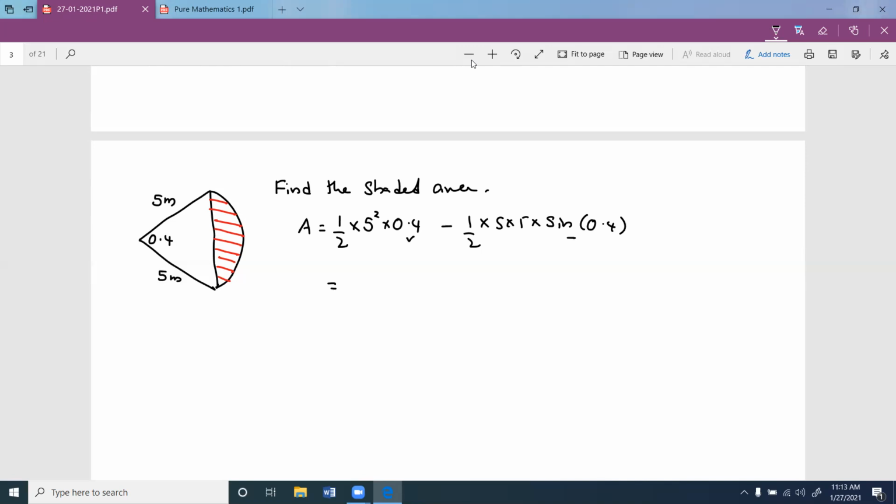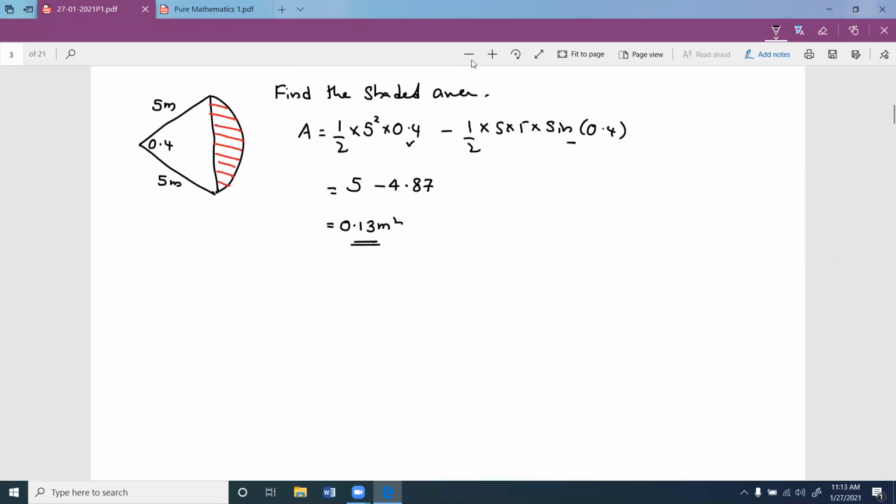So initially, if I put half into r squared into theta 0.4, that is 5, minus half into 25 into sine 0.4, this value turns out to be 4.86787. So that turns out to be 0.13 square meters. That is the answer, the area of the shaded region. Right. Now let's go ahead with another question, just like this.